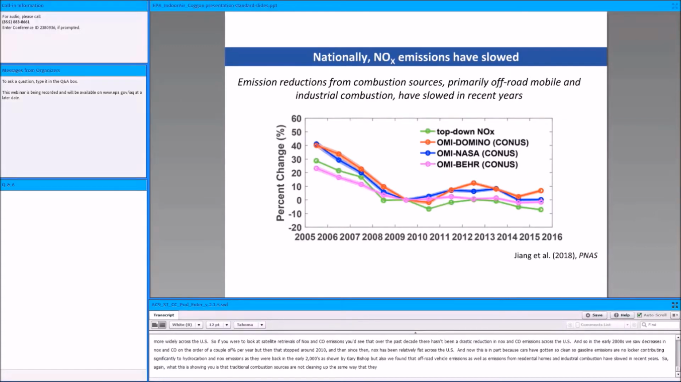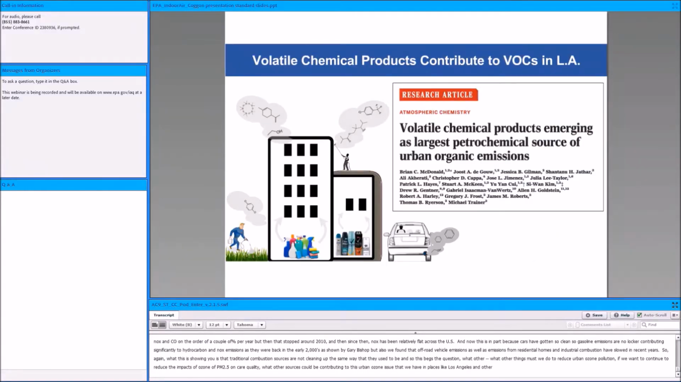And so this begs the question, what other things must we do to reduce urban ozone pollution? If we want to continue to reduce the impacts of ozone and PM 2.5 on air quality, what other sources could be contributing to this urban ozone issue that we have in places like Los Angeles and other parts of the country? Turns out that there are other sources of air pollutants that we haven't considered, sources that are not traditionally considered by either regulatory communities or by atmospheric researchers.